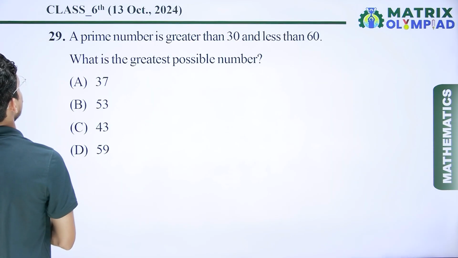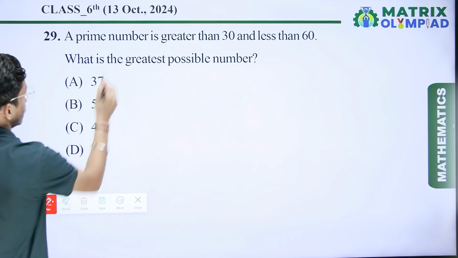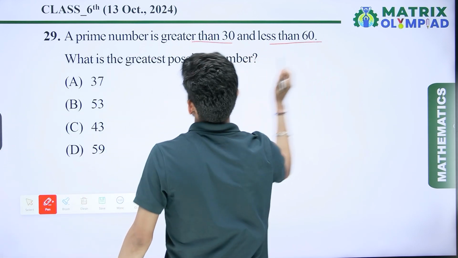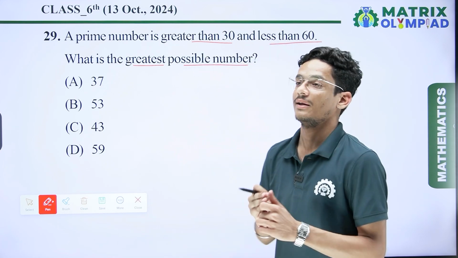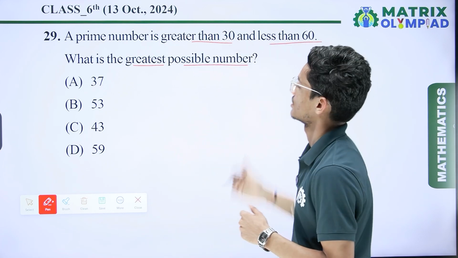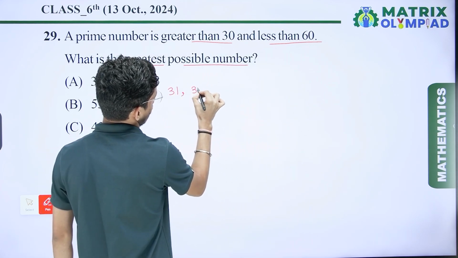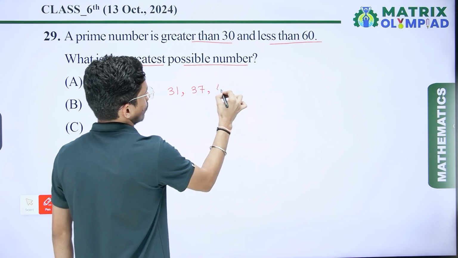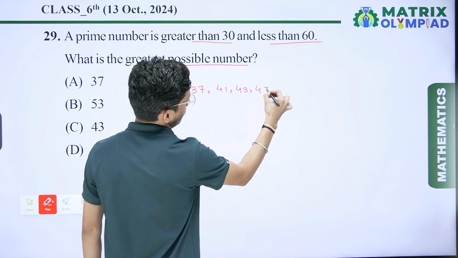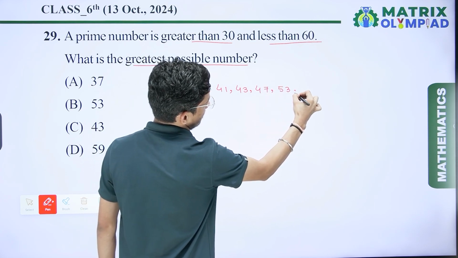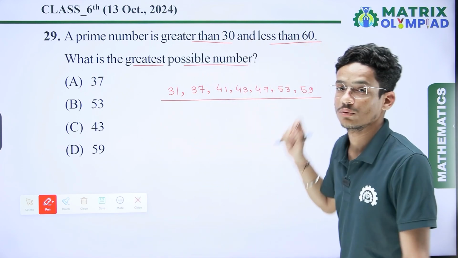Now if I talk about the next question, a prime number is greater than 30 and less than 60. What is the greatest possible prime number? So here first we have to find the prime numbers between 30 and 60. The first prime number is 31, then 37, 41, 43, 47 and 53 and the last one is 59. So all these are the prime numbers between 30 and 60.